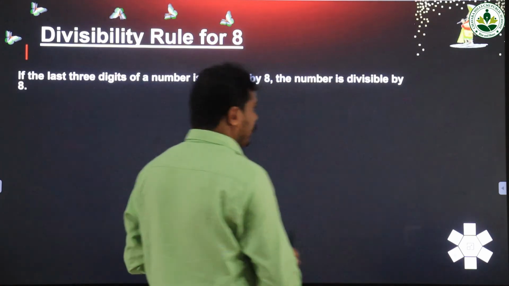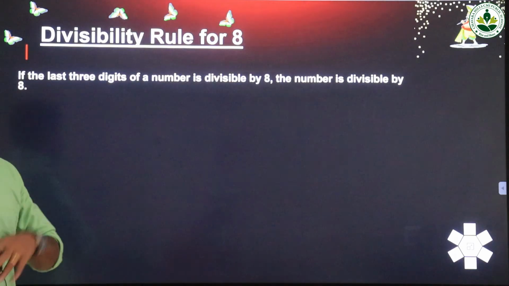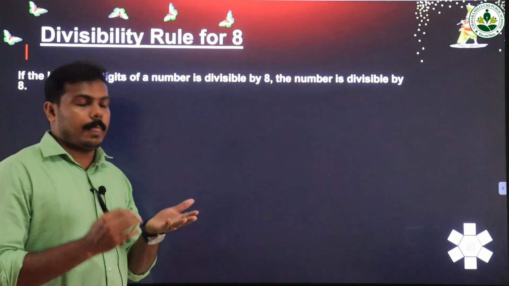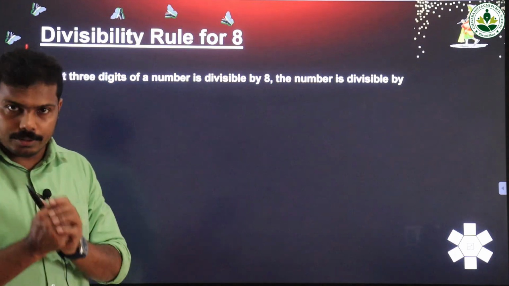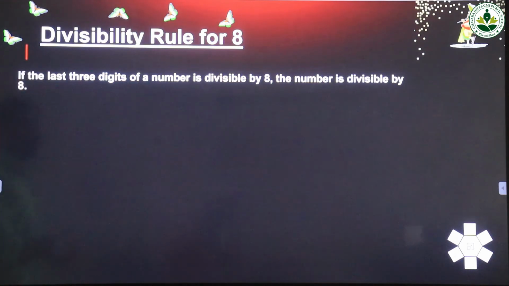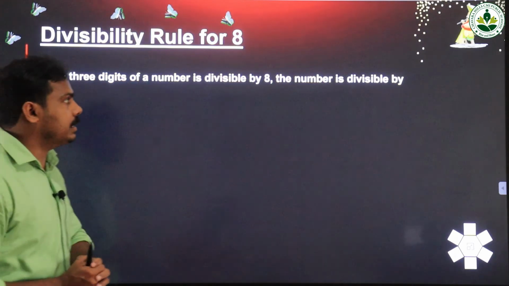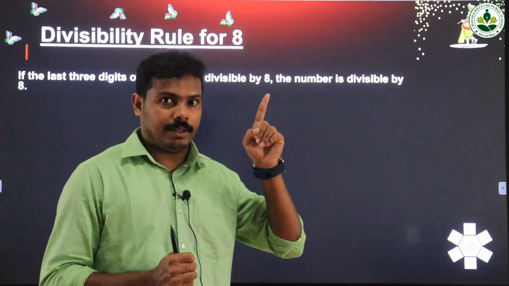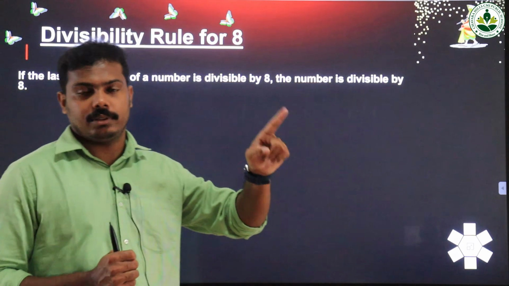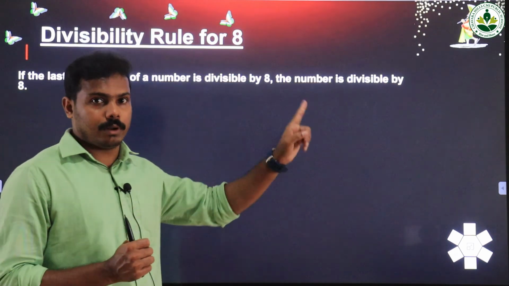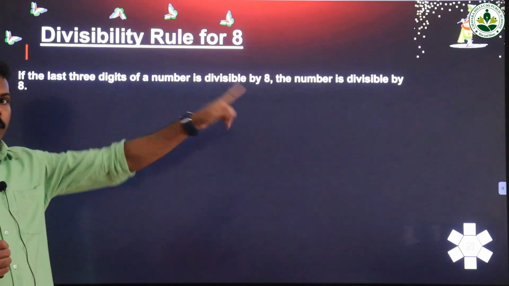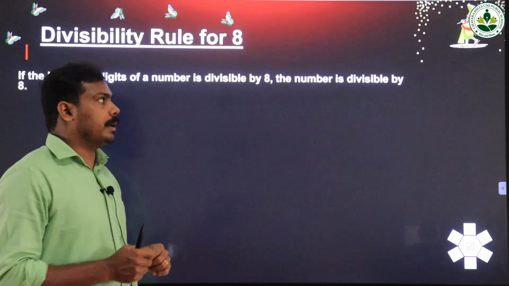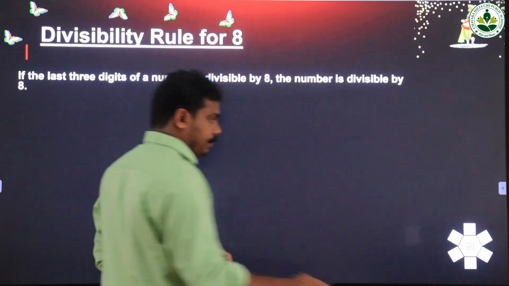Next one, the divisibility rule for 8. There is no divisibility rule for 7. Next is the divisibility rule for 8. If the last 3 digits of a number are divisible by 8, then the number is divisible by 8. Divisibility rule for 4: if the last two digits are divisible by 4, then the number is divisible by 4.